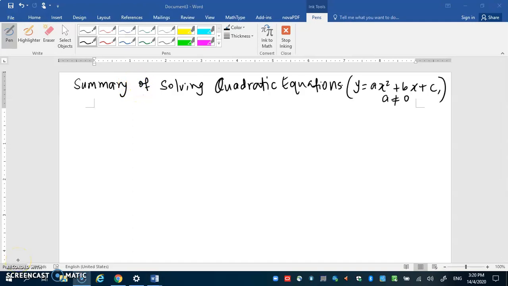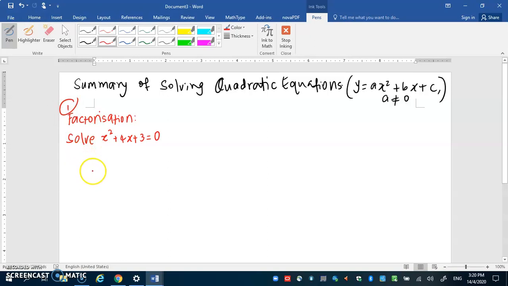Okay, so let us start with the first method that you learned, which is factorization. So how would you do factorization? Let's say I give you this equation, solve x squared plus 4x plus 3 equals to 0. Okay, what would you do? You would try to use the cross method to factorize.